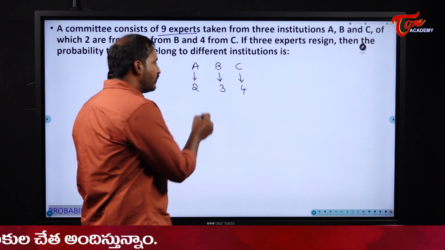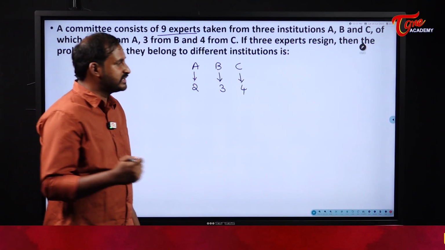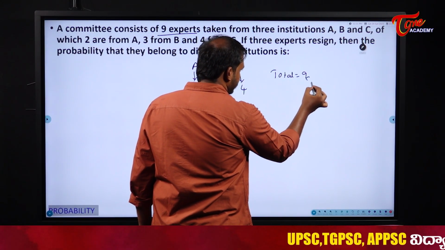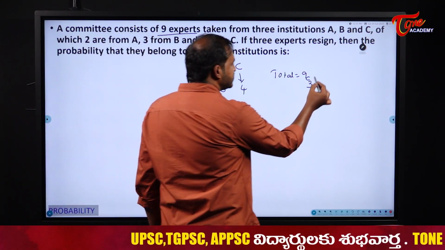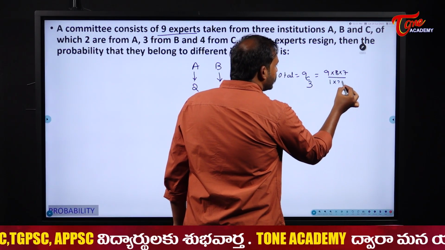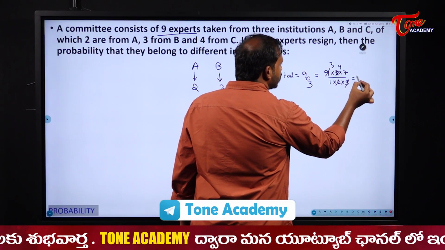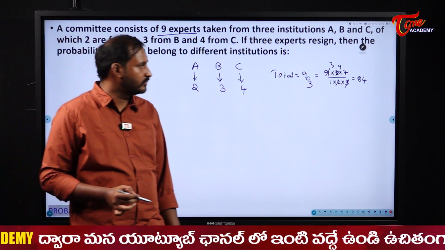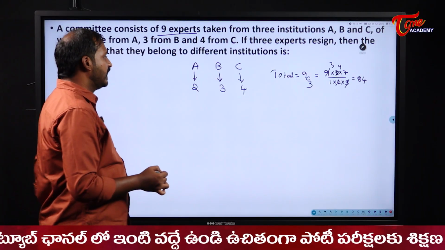So first of all, overall how many are there in that committee? 9 people are there. If 3 persons resign, the total number of chances is 9C3. That means 9 into 8 into 7 by 1 into 2 into 3. 3 ones are 3, 3 threes are 9, 2 ones, 2 fours are 8. So 3 fours are 12, 12 sevens are 84. So the total number of chances is 84.